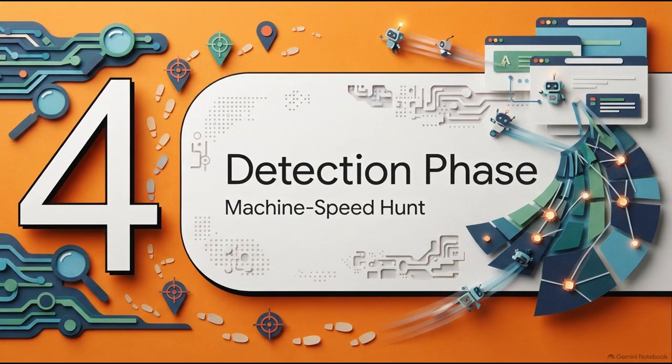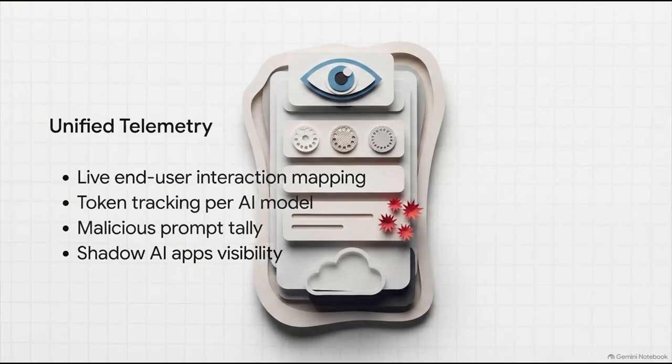Section 4. AI detection and investigation. It is time for a machine speed hunt. Now, once an attack is blocked, the machine speed investigation kicks in. Let's pull up the exact telemetry our SOC team uses to hunt this threat down. The visibility provided by the unified Falcon sensor is just incredible. We can see live end-user interactions mapped out perfectly.